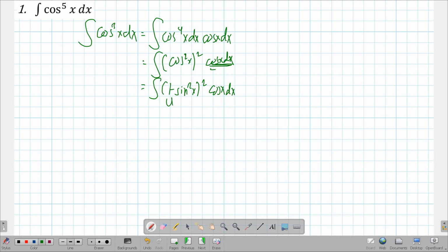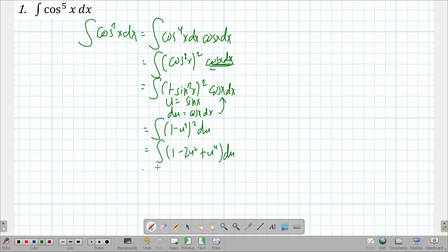So from here, if we're going to let u be equal to sine x, du will be equal to cosine x dx. Hence, this becomes the integral of 1 minus u squared squared du. And just like what we did a while ago, we need to expand this as the integral of 1 minus 2u squared plus u to the 4th du, which expands further to the integral of du minus 2 the integral of u squared du plus the integral of u to the 4th du. So hence, I'm going to have u minus 2 times u cubed over 3 plus u to the 5th over 5 plus c.